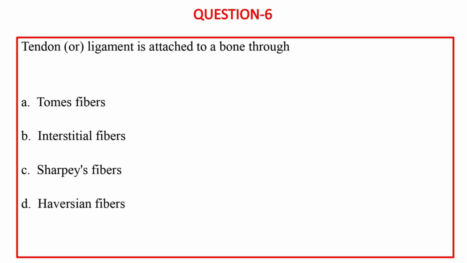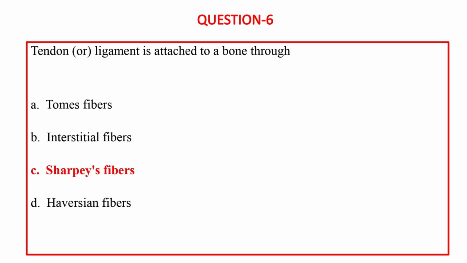Moving on to question number 6. Tendon or ligament is attached to a bone through, they've given 4 options: A. Toombs fibers, B. interstitial fibers, C. Sharpey's fibers, and D. Haversian fibers. So the answer to this question is C. Sharpey's fibers.